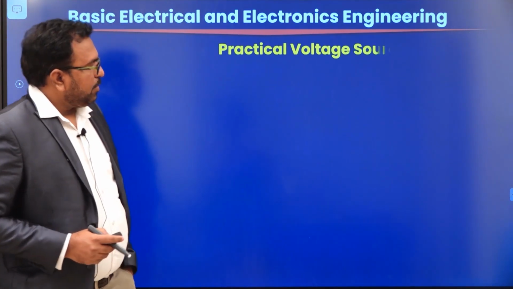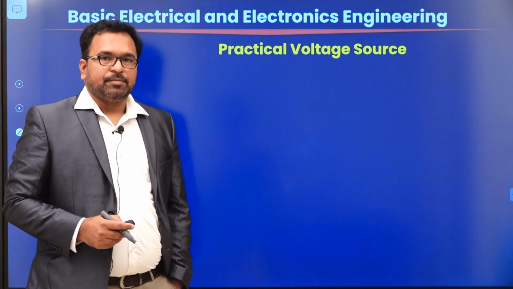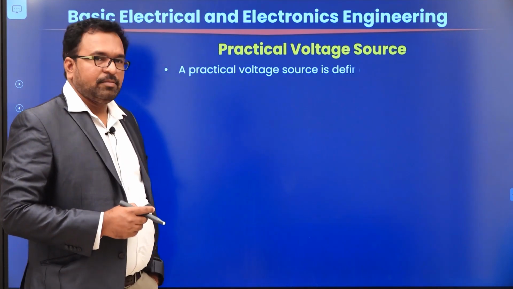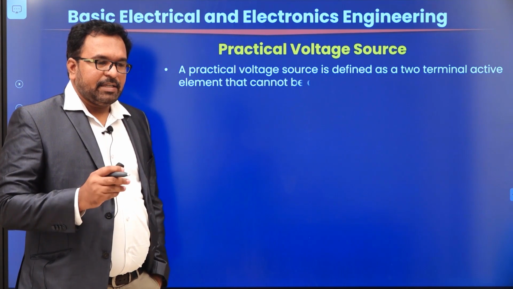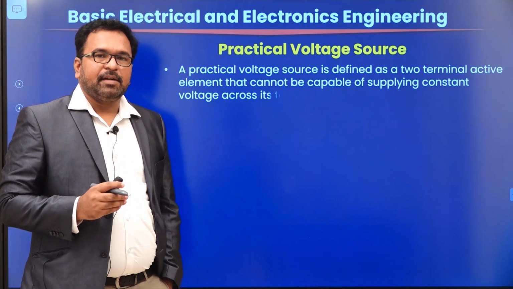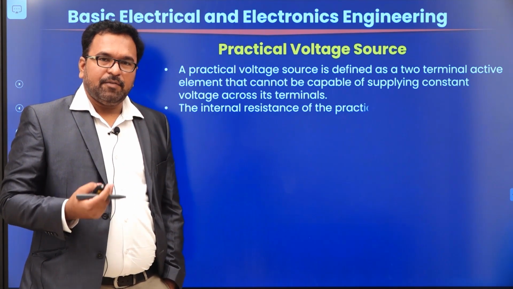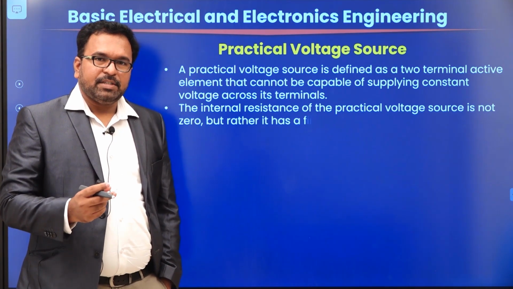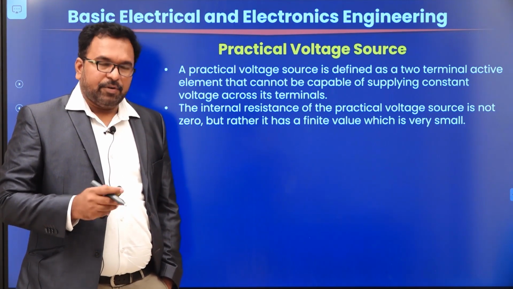Next, we are going to discuss practical voltage source. What is a practical voltage source? So I already told you that in case of ideal voltage source, the internal resistance is 0 and it will always provide a constant voltage irrespective of the circuit conditions.